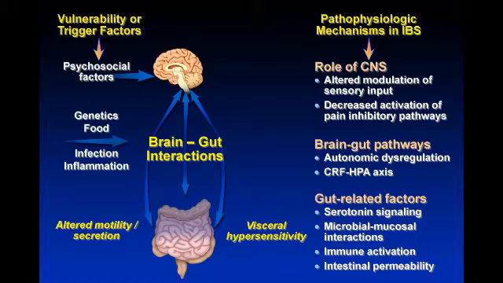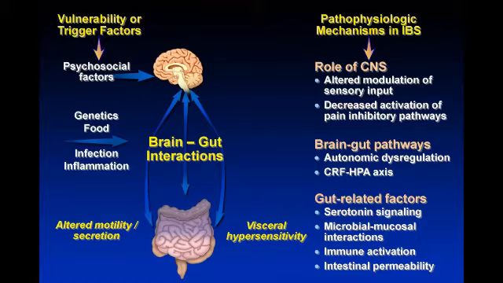And then there's gut-related factors. Again, this is all bidirectional. It's a constant communication. But if we focus just more on the periphery in the gut, there's abnormalities in serotonin signaling, so some of the agents we use for functional GI disorders are serotonergic agents. Again, studying the microbiota and understanding the role it plays in the pathophysiology of these conditions is important.